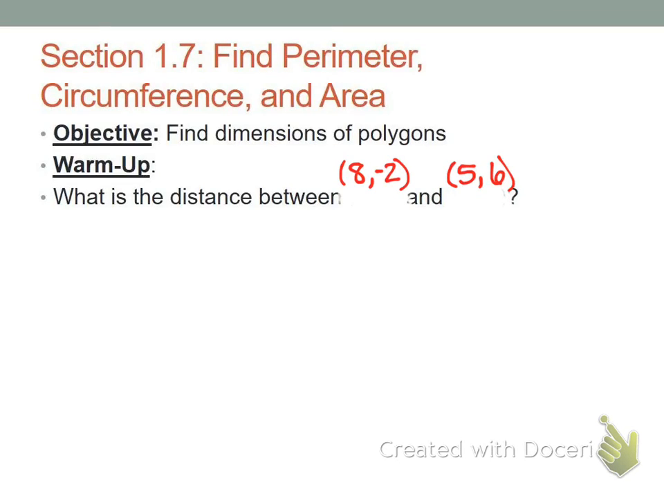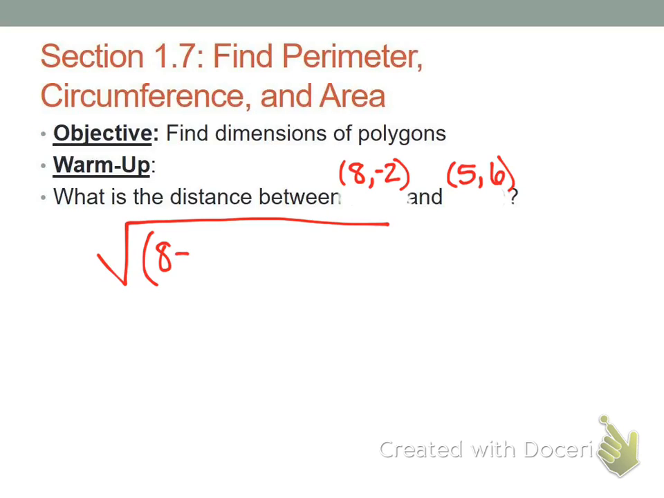Today we are going to be finding perimeter, circumference, and area of certain polygons, not every single one, and other shapes. So let's first review distance again. We already talked about the formula, so let's just start plugging in. What's going in first?